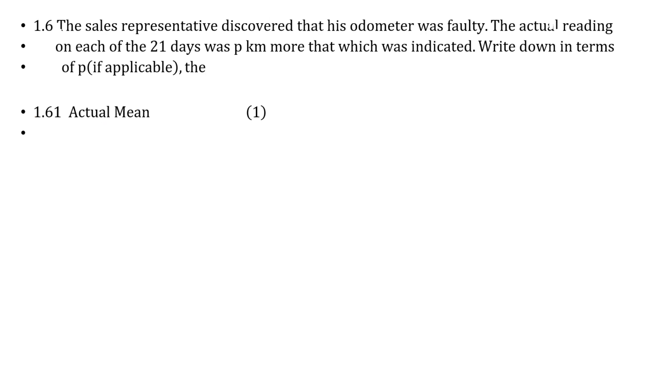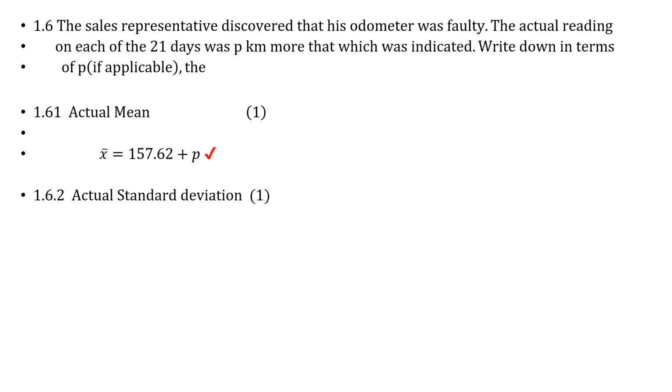Now, the sales rep discovered that the odometer was faulty. The actual reading on each of the 21 days was p kilometers more. Right, so he made an error. Write down in terms of p, if applicable, the actual mean. Right, so the mean that we got, I think, was 157.62. But because there's an error, the mean will increase by that same error, plus p. Right, so therefore 157.62 plus p, 1 mark.